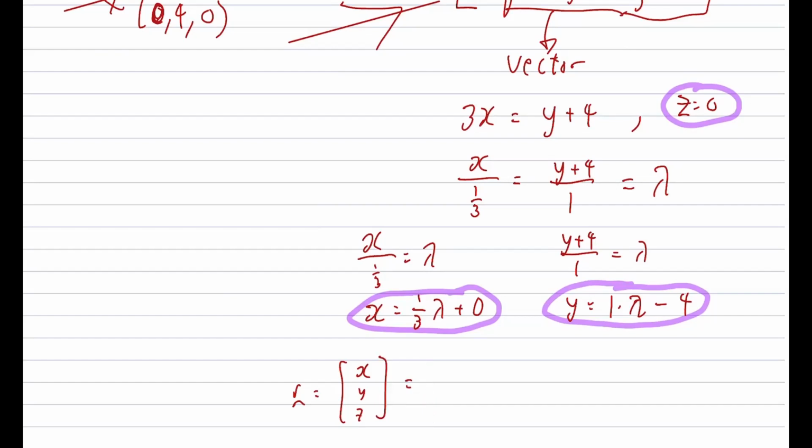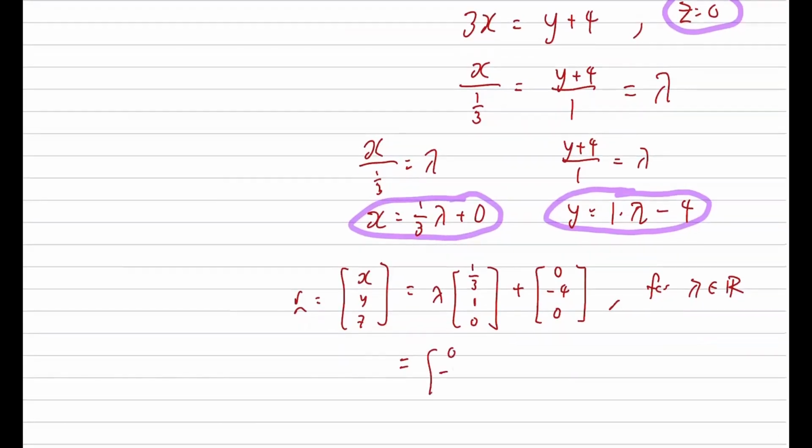Can I just skip a few steps? I'm just going to factor out the lambda first: 1/3, 1, and 0. And then you add on the constants: 0, -4 for y, and then 0 for the z. Is that okay? Not too fast? And then you still need lambda to be an element of the real numbers.